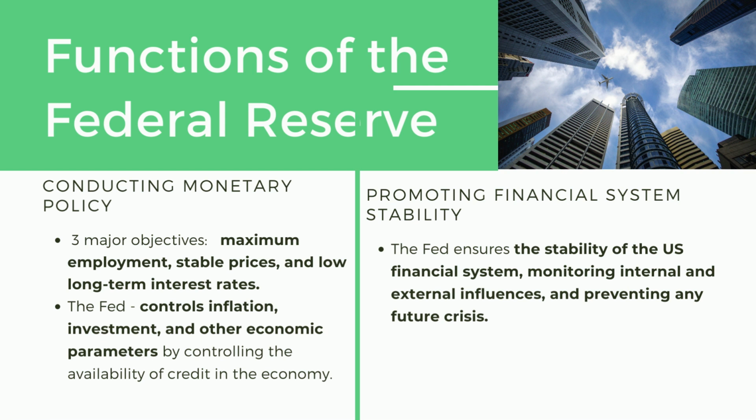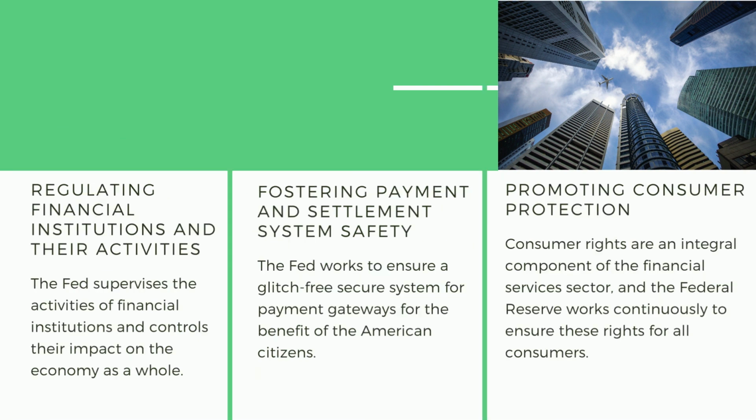The second one is promoting financial system stability, where the Federal Reserve ensures the stability of the US financial system, monitoring internal and external influences and preventing any future crisis. The third function of the Fed is regulating financial institutions and their activities. The Federal Reserve supervises the activity of financial institutions and controls their impact on the economy as a whole.